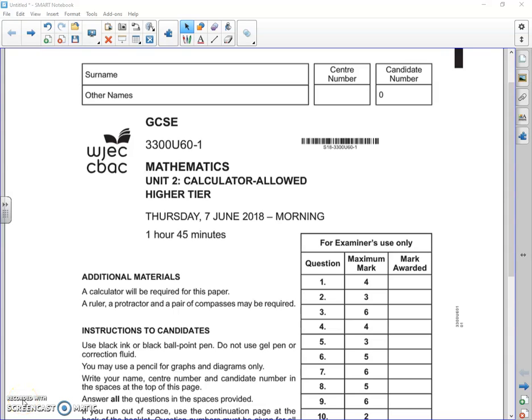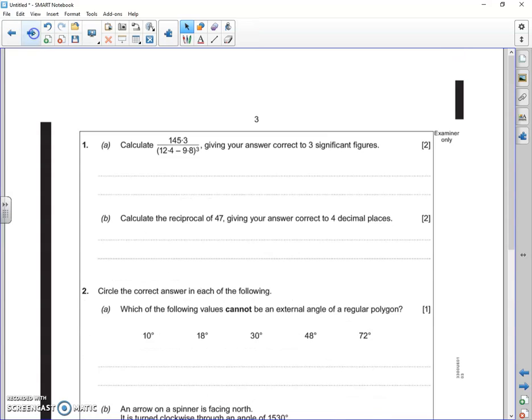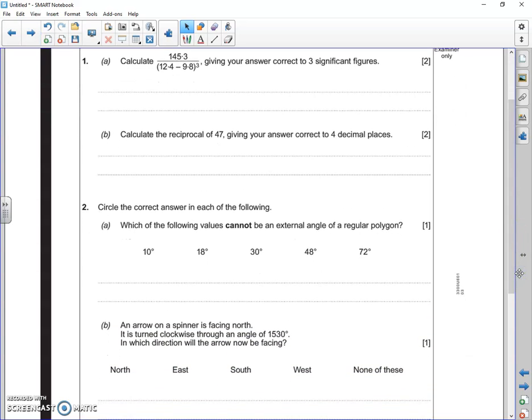Hello, this is a quick walkthrough of the 2018 June Maths Higher Paper 1, the calculator paper. So let's get started. Let me go to the next page. There we go. Okay, first question. Just typing stuff into a calculator here.